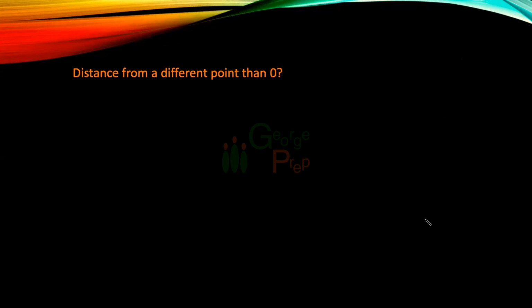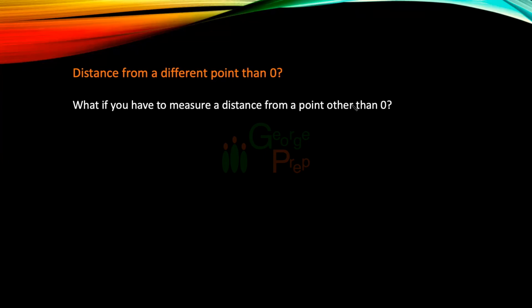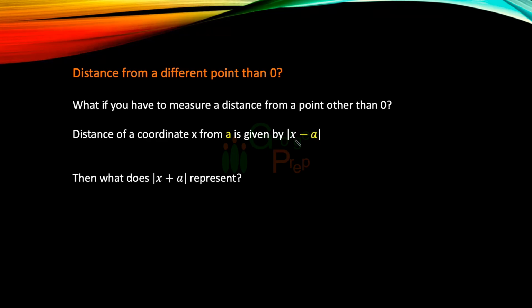Now let's see how we can mathematically represent it in general. What if you have to measure a distance from a point other than 0? The distance of a coordinate x from A is given by mod of x minus A. So whenever you see mod of x minus A, you can think of it as the distance of x from the point A. If there is nothing given here, then you can take it as the distance of x from 0. If mod of x minus A represents the distance of x from A, then what would mod of x plus A represent? The distance of x from minus A, right? That will represent the distance of x from minus A.